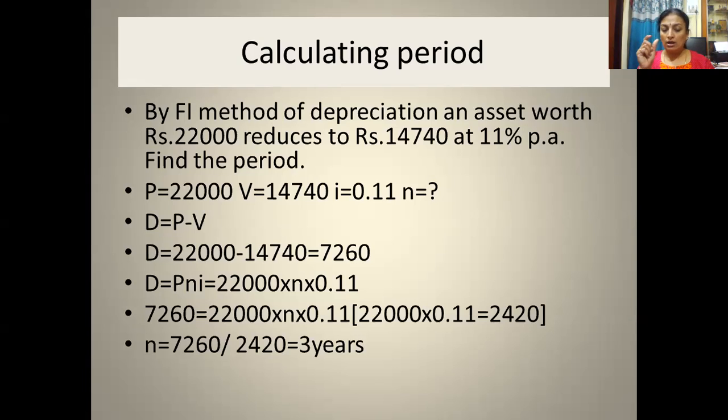That is, if you take N to one side of the equation and known numbers to the other side of the equation, 7,260 divided by 2,420, because here the equation is 7,260 is equal to 2,420 N. So then you keep N in one side and 2,420 you have to take to the other side, then it becomes 7,260 divided by 2,420 and you will get 3 as the answer. That is N is equal to 3 years. Hope you have understood how we have solved the problems.